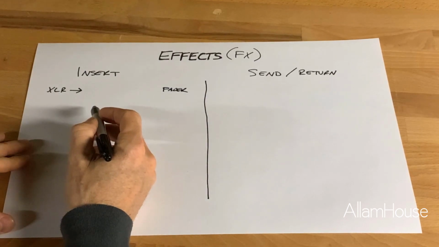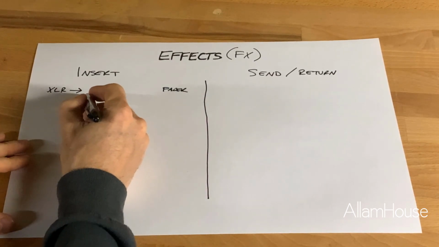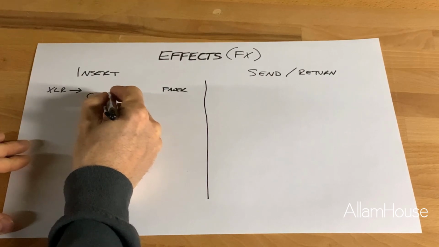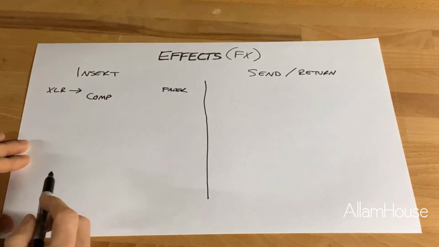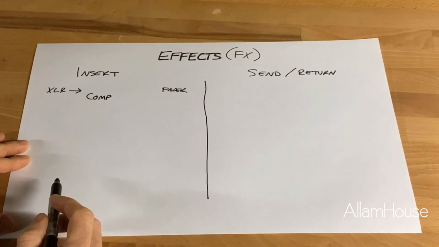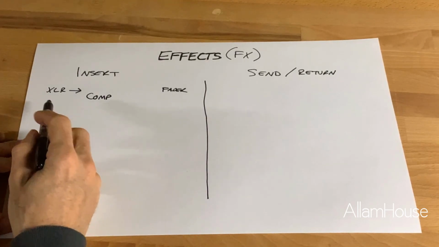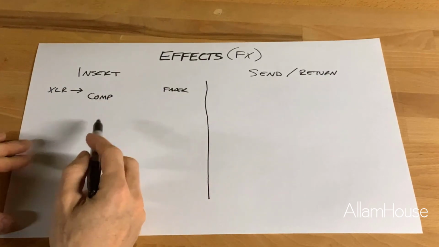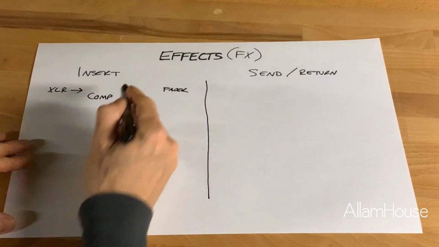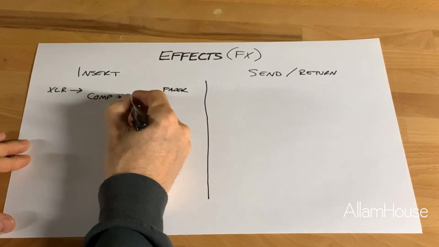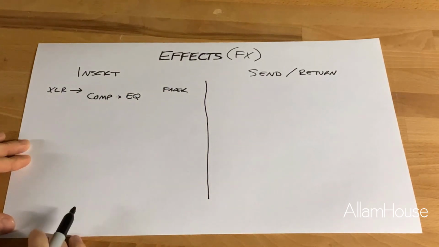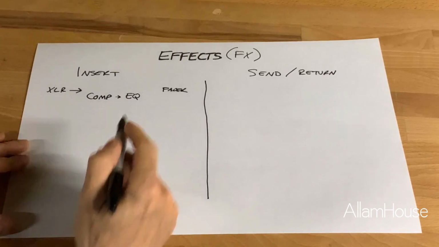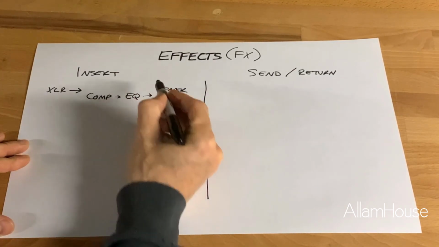Now, on most digital consoles, what we have the ability for is a compressor. A compressor is a mono effect in this case. And so we're going to have the mono signal come in. It would go to a compressor. Then it would go to the fader. Now also, many times nowadays, we have an EQ that's also inserted in our channel strip. And then it would go to the fader.